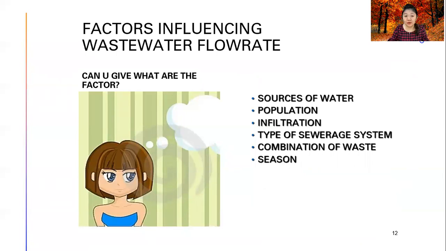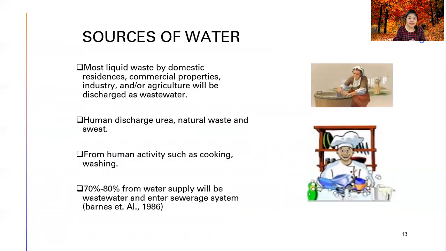Finally is the season. Usually during the wet season or dry season, you have a different situation. During a hot season, you will bathe more and change your clothes more often, so all of this contributes to the wastewater. Okay, so you can see each of them now. For the source of water, mostly the liquid waste from domestic residents, commercial properties, industry and agriculture will be discharged as wastewater. Humans discharge urine, natural waste and also sweat. From human activities such as cooking and washing, 70 to 80% of the water supply will become wastewater and go into the sewerage system.